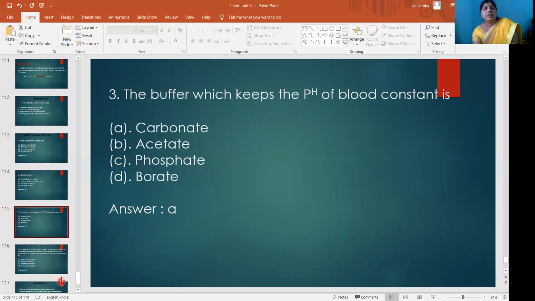CH3COOH. Then the buffer which keeps the pH of blood constant. So our blood is maintaining a certain pH, that is 7.35 to 7.45. So how is that pH value maintained? By some solution. Okay, so what is that? That solution is nothing but a buffer solution.